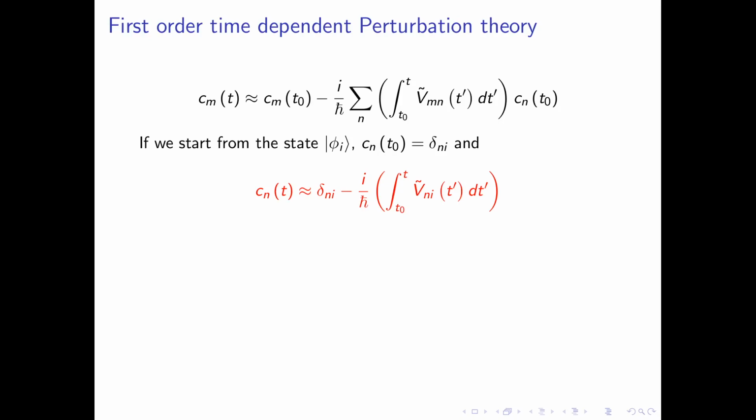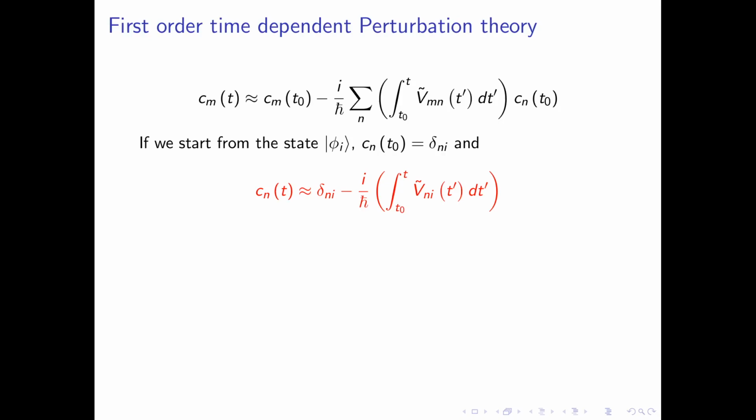The presence of the Kronecker delta symbol in the sum over n simplifies the sum considerably. All terms vanish except for the term where n is equal to i. So you are left with Cn at t is now equal to delta ni minus i by h cross. The sum has gone away. You are just left with the integral from t0 to t of V tilde ni at t prime, dt prime. Okay, let us hope that there will be no confusion between the i index, which stands for the initial state, and the square root of minus 1, the i that sits along with the h bar in the minus i by h bar factor.